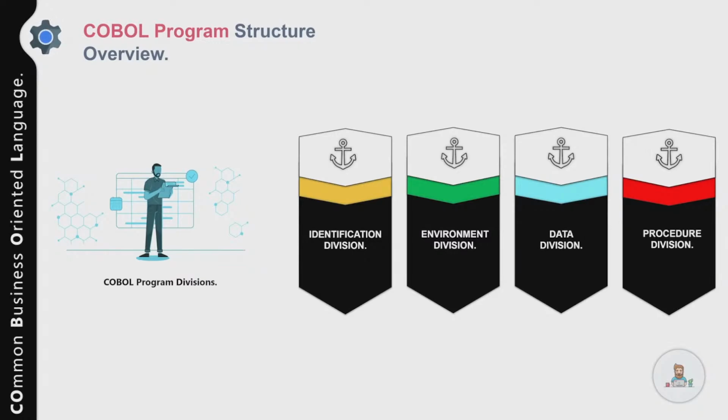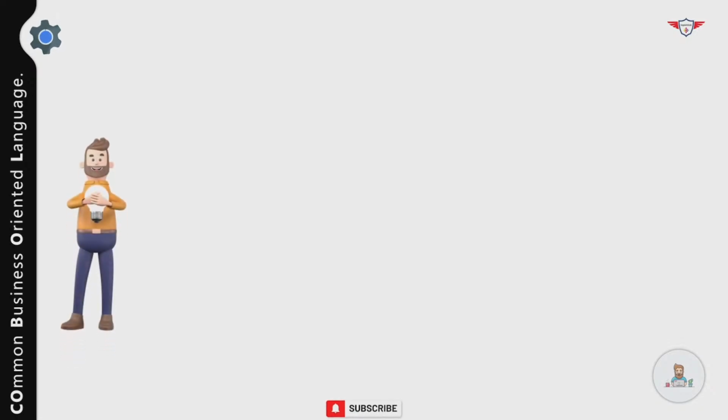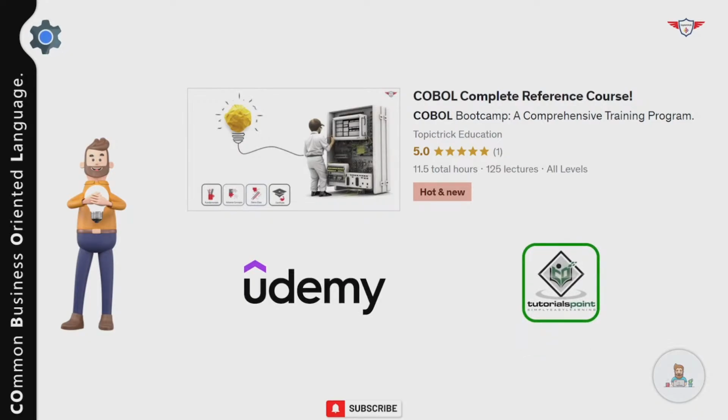Now, let me showcase a sample COBOL program so that you can understand how exactly the entire program is divided into different divisions. So in this program, you have four divisions, and these four divisions we have precisely discussed a couple of minutes back. First one is identification division, then you have environment division, then the third one is data division, and the last one is procedure division. So this is how you structure your COBOL program. If you want to further understand the different sections and subsections that you can include in each division, then do check out our course on Udemy or Tutorial Point.